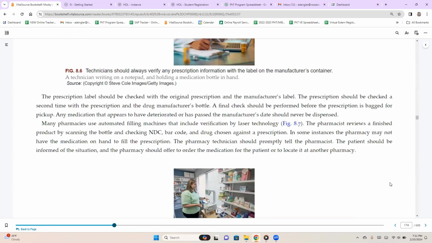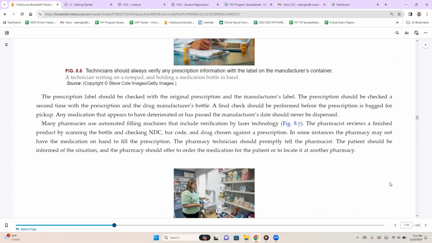The prescription label should be checked with the original prescription and the manufacturer's label. The prescription should be checked a second time with the prescription in the drug manufacturer's bottle. A final check should be performed right before the prescription is bagged for pickup. Any medication that appears to have deteriorated or has passed the manufacturer's date should never be dispensed.